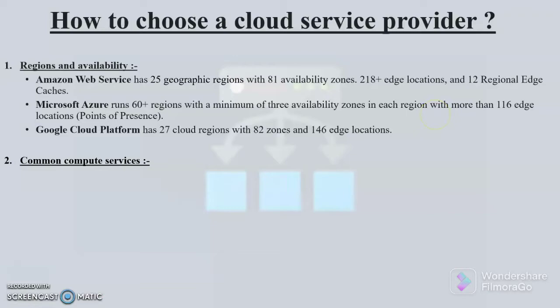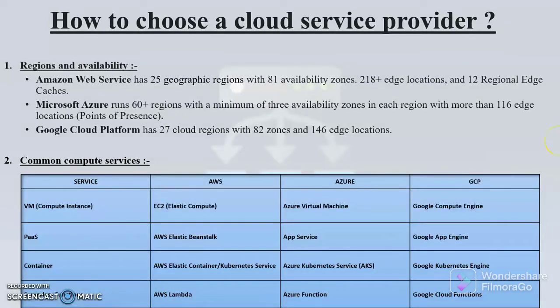Next, we can choose the cloud service provider on the basis of the compute services they provide. For compute, Amazon's main offering is EC2 instance. So this is tailored with large number of options. It provides related services such as Elastic Beanstalk and app development, and EC2 container service such as Kubernetes and AWS Lambda.